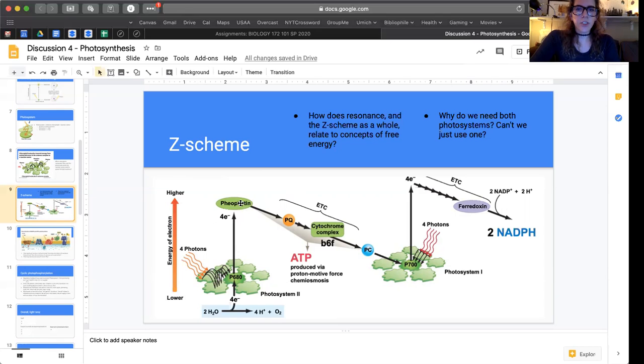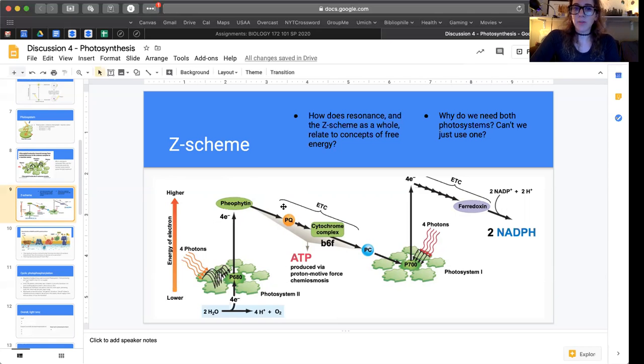And then we're going to use the electrons here, and we're going to fall down an electron transport chain, which is going to provide the power to generate ATP, which is really cool. So we have this pheophytin. The electrons are going to be transferred to PQ, which is plastoquinone.